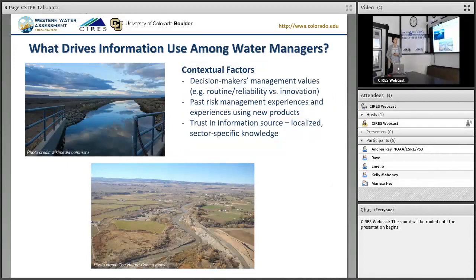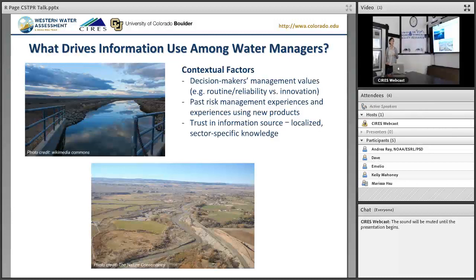Some contextual factors include decision makers' management values. So how much do they emphasize routine and reliability versus innovation, for example? Their experiences managing risks in the past. So whether that's managing drought, or whether that's innovating and taking on the risk of using a new product, and how that experience went for them and how that shapes how they think about taking risks in the future.